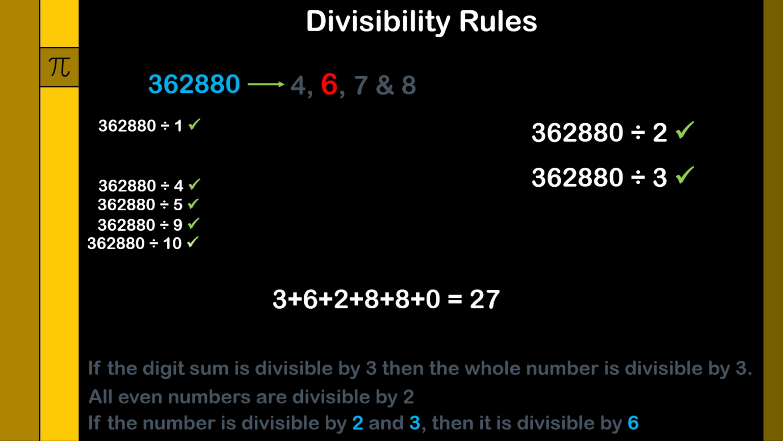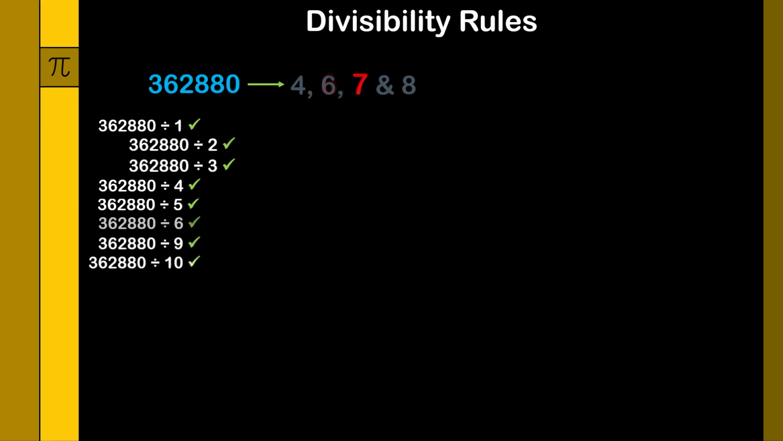We know that the digit sum of 362880 is 27, and 27 is definitely divisible by 3. Since 362880 is divisible by 2 and 3, it is also divisible by 6. That's very easy, right? Checking the divisibility rule of 7 is a little tricky at first, but with practice, hopefully you should be able to do it quicker.